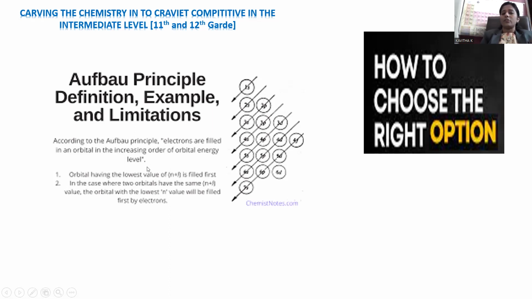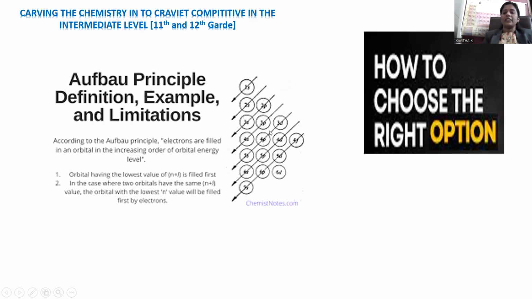Lower energy orbitals will be filled first, and later the higher level orbitals get filled. If any new building is there, first of all the first floor will be occupied, later on the second floor, later on the third floor. In this manner, the Aufbau principle can be compared, we can say.